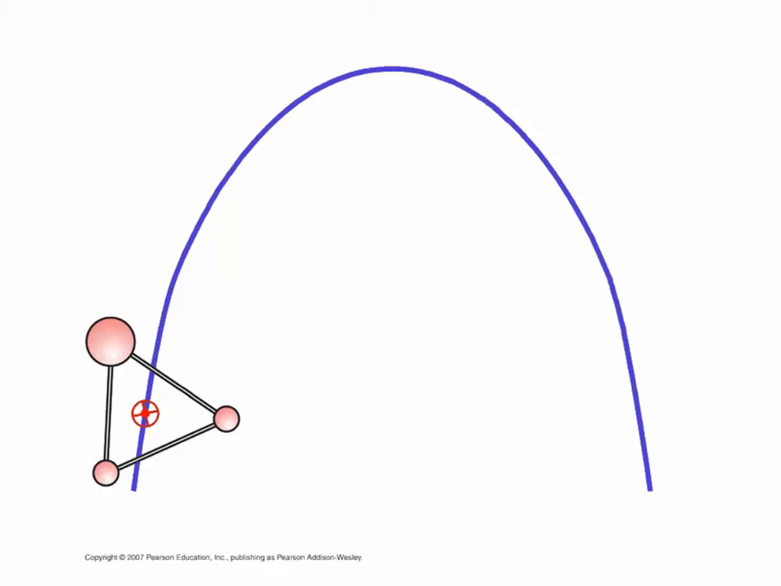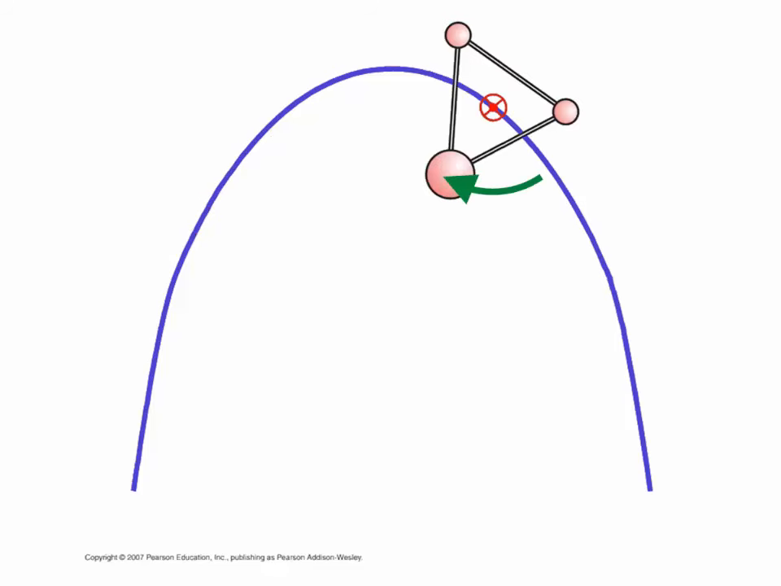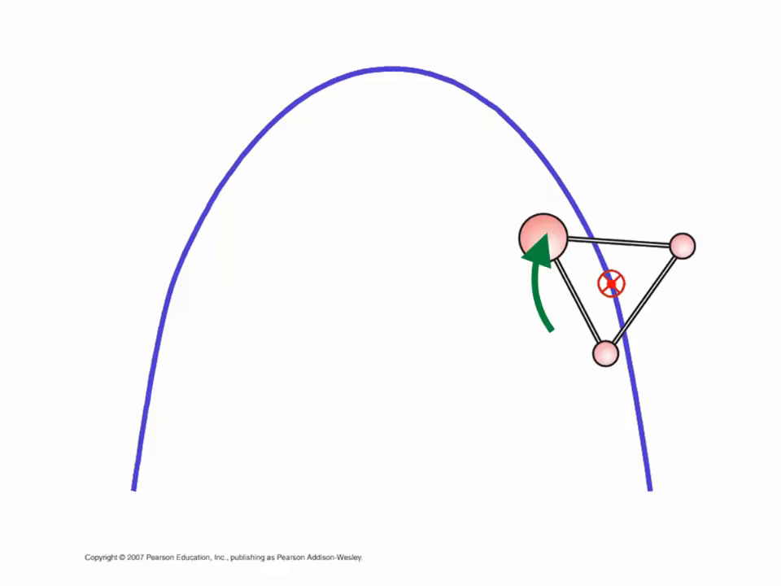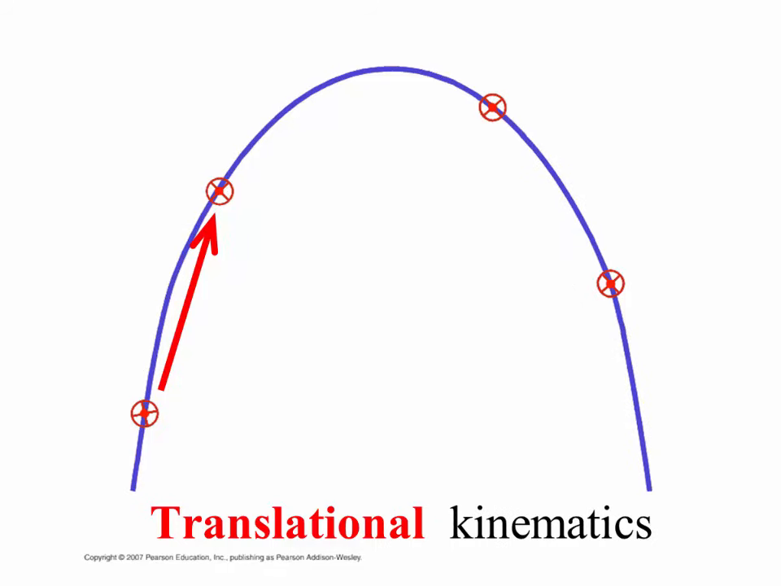This object is tumbling as it's been thrown, so the next picture shows it having risen to a higher point on its parabolic trajectory and also rotating. And as it continues in its motion, it rotates some more and some more. The motion of the center of mass, the translation of the center of mass, is what we analyze when we use translational kinematics, the material in, say, Chapter 3 for 2-dimensional motion, like we see here.